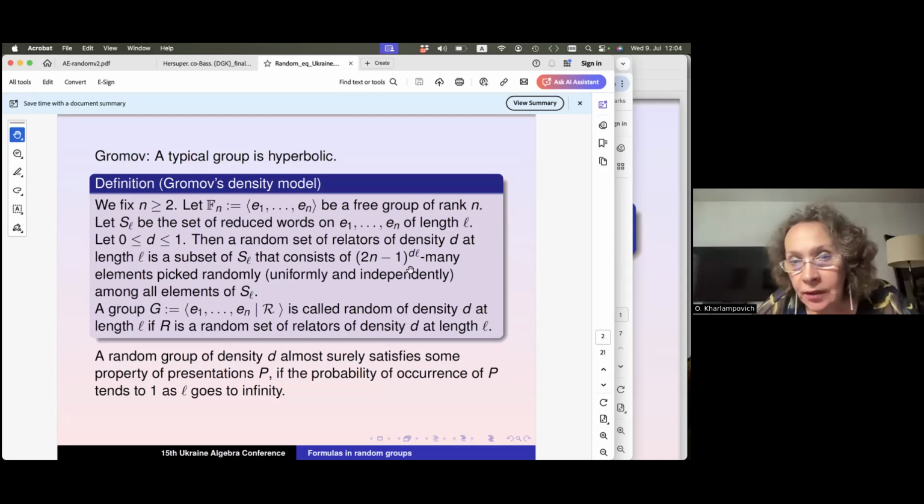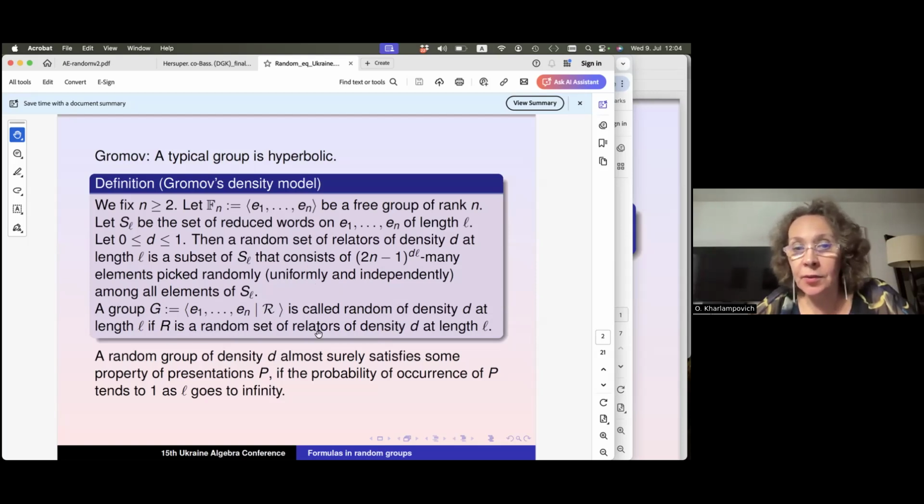Now let's look at this number. (2n-1)^L is how many words of length L in n generators we have. And (2n-1)^(dL) is a subset, right? Because d is between 0 and 1. So now we consider a group given by these (2n-1)^(dL) relators. When R is a random set of relators of density d at length L, the group is called a random group of density d at length L.